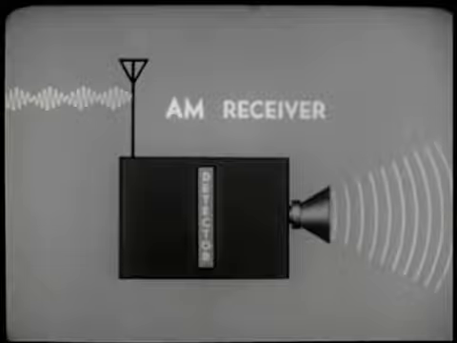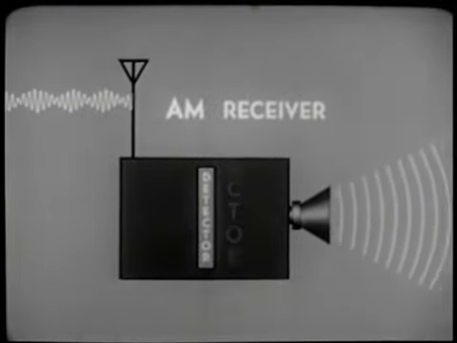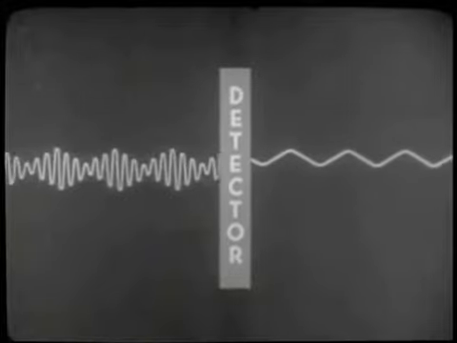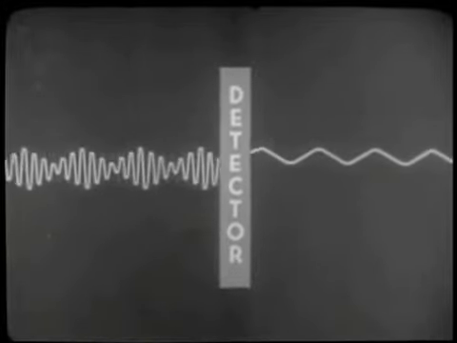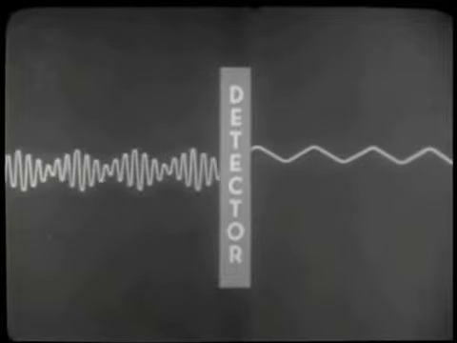To see how interference gets through to the speaker, one of the receiver components, the detector or demodulator, must be examined. The detector receives the RF and transforms its amplitude variations into corresponding audio voltage variations. The detector does its job well, but blindly. It cannot think or interpret.